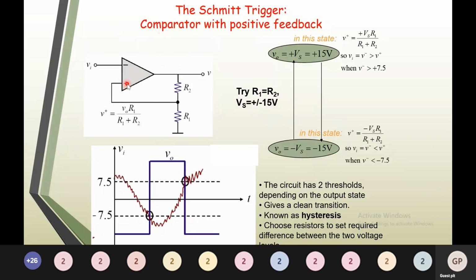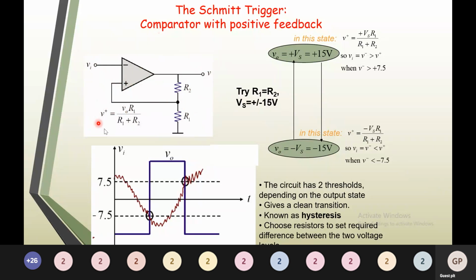Here also two signals will be compared. One is the unknown input Vi, which will be compared with a known reference. The voltage coming here is the known reference, which is designated as V plus. The expression for V plus will be the output voltage V0 into the resistor R1 divided by R1 plus R2. So V0 into R1 divided by R1 plus R2 is the part of the voltage which is fed back to the input.